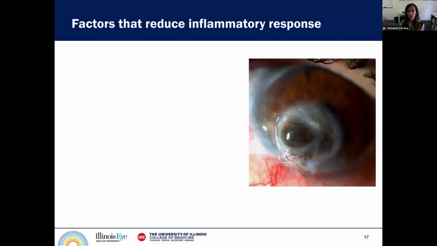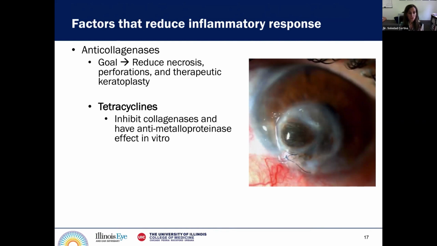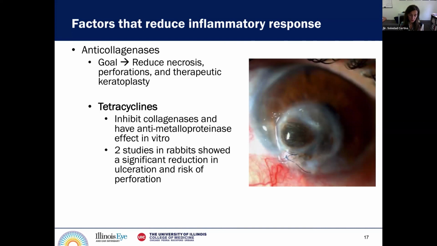What are the factors that could reduce inflammatory response? Well, one of the drugs that has been proposed are anticollagenases. The goal would be to reduce the lysis of tissue, therefore end up with fewer perforations and a lower rate of therapeutic keratoplasties. Tetracyclines are largely what we're talking about when we talk about anticollagenases. They do inhibit collagenases and have an anti-metalloproteinase activity in vitro. There are 2 studies, again done in rabbits, that showed a significant reduction in ulceration and risk of perforation. But unfortunately, there are really no randomized clinical studies in humans that guide the use of tetracycline.